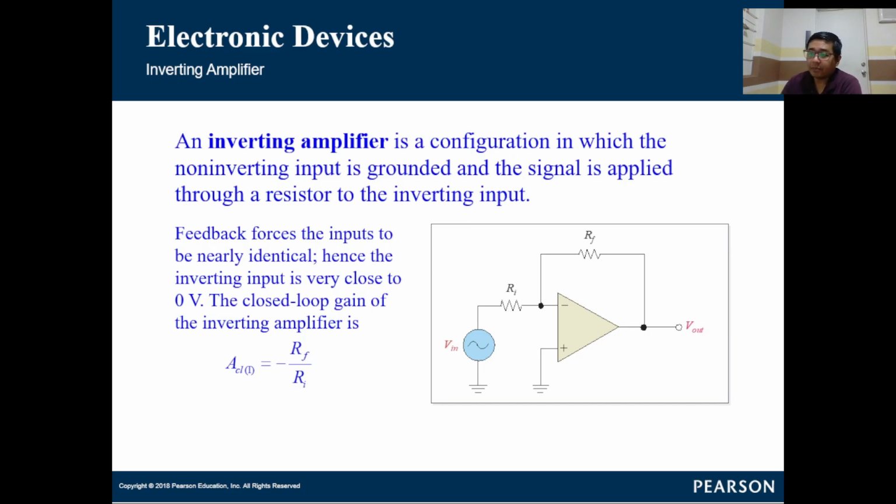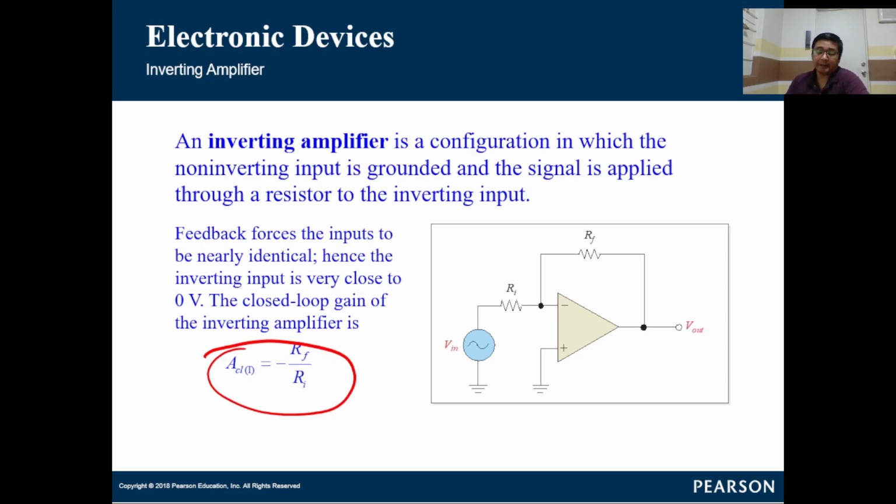For the inverting amplifier, yung feedback natin, fino-force yung ating inputs to be nearly identical. So mamaya malalaman natin, paano sila magiging identical. So the inverting input is very close to 0 volts. Okay, so very close to 0 volts to. So mamaya malalaman natin yan habang dinederive natin yung equation for the closed loop voltage gain ng inverting amplifier, which is equal to negative RF over RI.